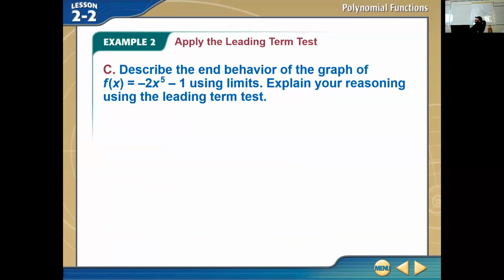So describe end behavior of the graph of negative 2x to the 5th minus 1 using limits. Explain your reasoning. So once again, we have an odd degree because our degree is 5, but we have a negative coefficient. So instead of starting low and ending high, this graph is going to start high and end low.